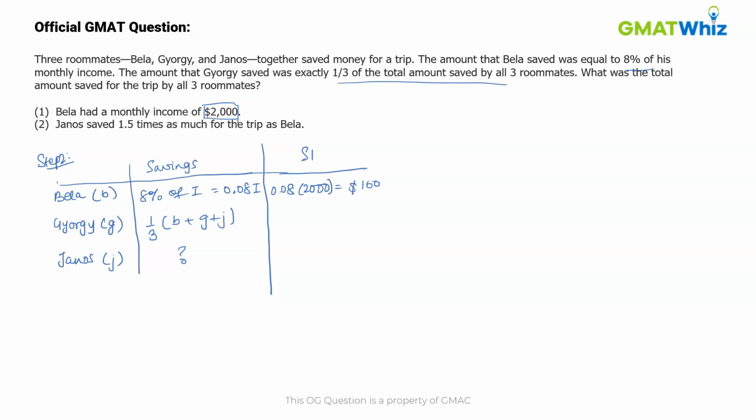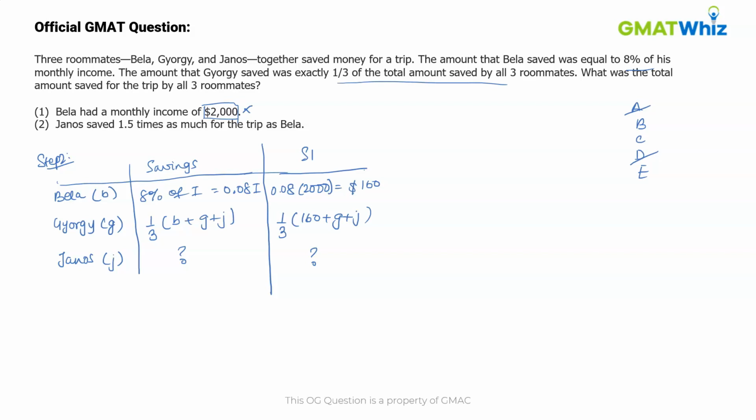So we have a numerical value for the savings of Bela. Now for Gyorgy's savings we can write his savings to be 1/3 of 160 plus G plus J. And we're still not given any information about Janos, so that's a question mark there. Since we still don't know the value of G and J, we can mark the statement 1 as insufficient, and out of the options given to us we can eliminate options A and D.